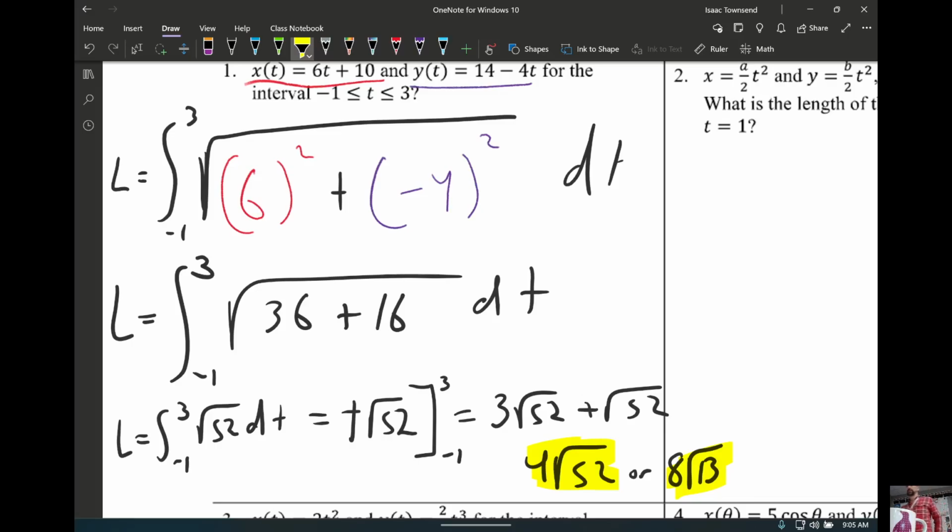I said 6 squared is 36, negative 4 squared was 16. Add those together, you get 52. Integrating the square root of 52 dt would be t square root of 52. Plug in 3 the first time, plug in negative 1 the second time, and subtract those. Subtracting a negative is the same as adding, which is why I said there was 4 of those. But the square root of 52 does break down, so if you reduce the square root of 52 into 2 square roots of 13, you can make this look like 8 square root of 13. All of that go okay?